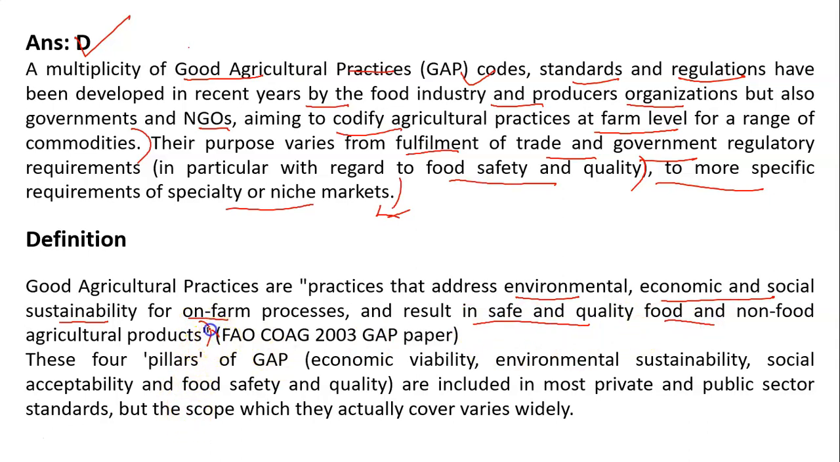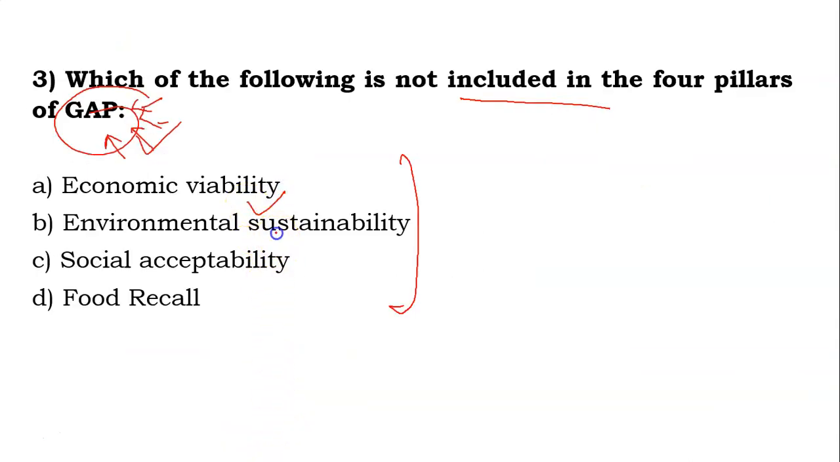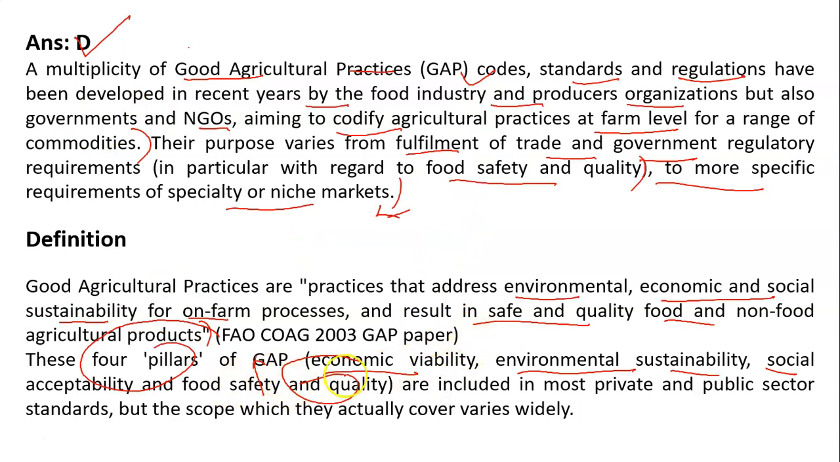Now, what are the 4 pillars of GAP, or Good Agriculture Practices? These are economic viability, environmental sustainability, social acceptability and food safety and quality. So let's see our options: economic viability, environment sustainability, social acceptability or food recall. This food recall, option C, looks something different or odd amongst all these options.